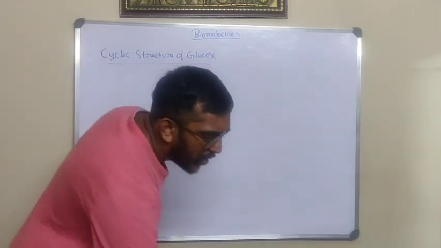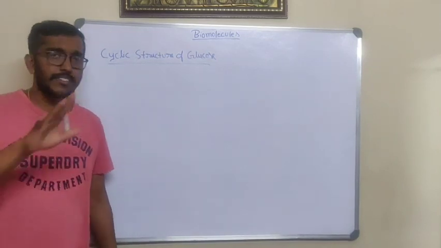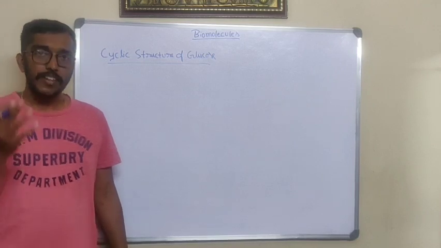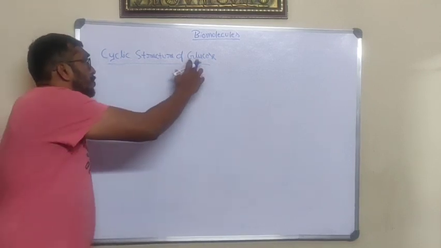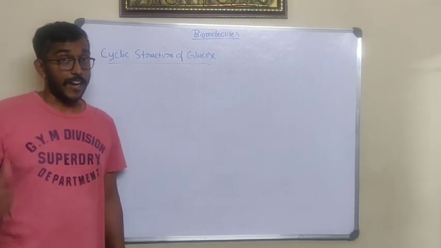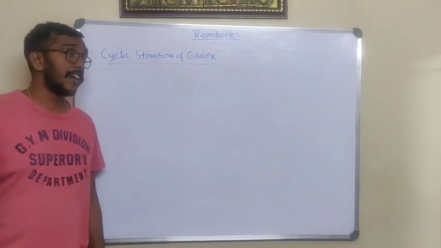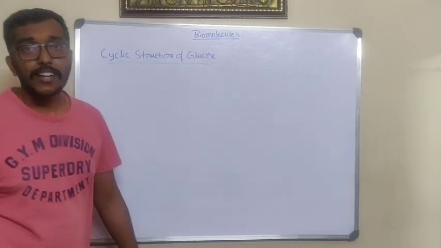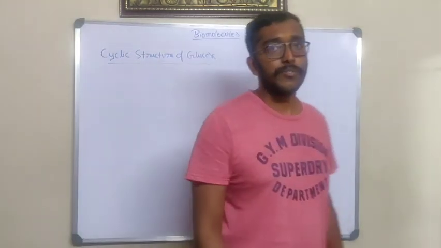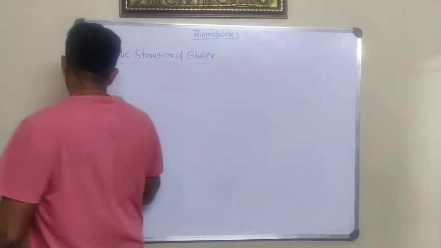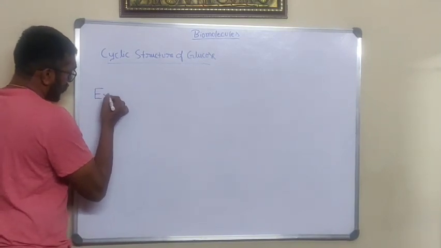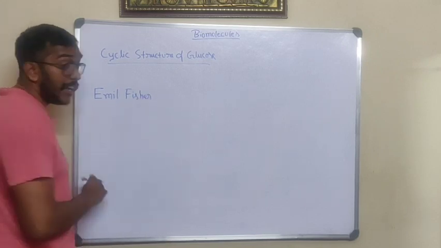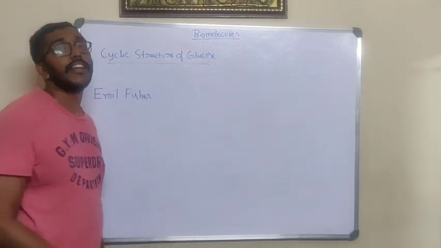See, in the previous video, we have learned the structural elucidation. From that structural elucidation, it is very clear that glucose contains an aldehyde group, hydroxyl OH groups, and 6 carbon atoms. By considering all the factors of the structural elucidation of glucose, a person called Emil Fischer drew the final structure of glucose.